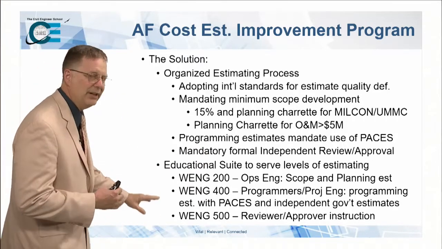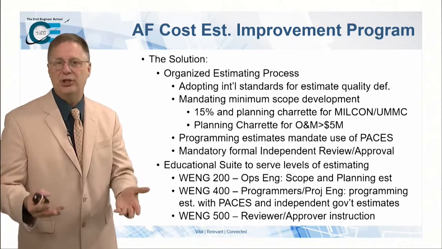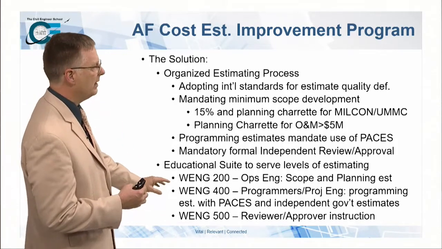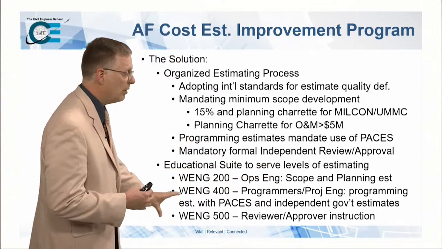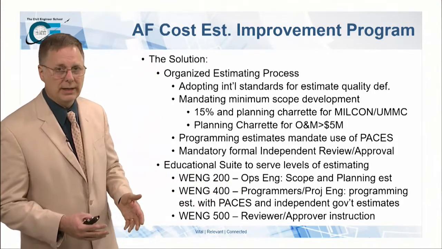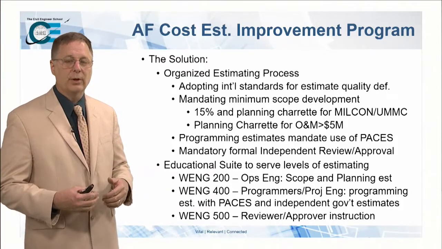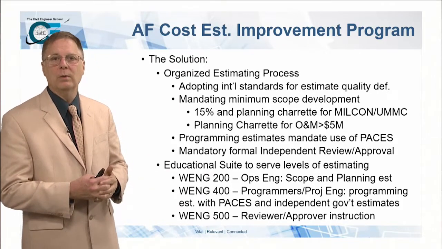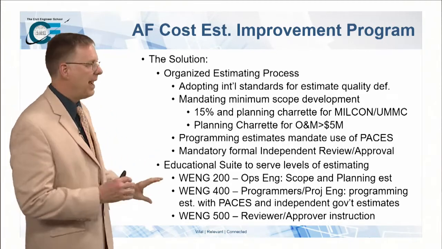Now, there's an educational suite that we've also implemented. And you're in the ops engineering version of this. This is the one that helps us develop the initial scope and planning estimates. There are two other courses. This one, the 400 course, is mandatory to generate a programmed amount. So if you're going to submit a project for approval up through the chains and it's going to have a programmed amount associated with it, you have to have the 400 course.